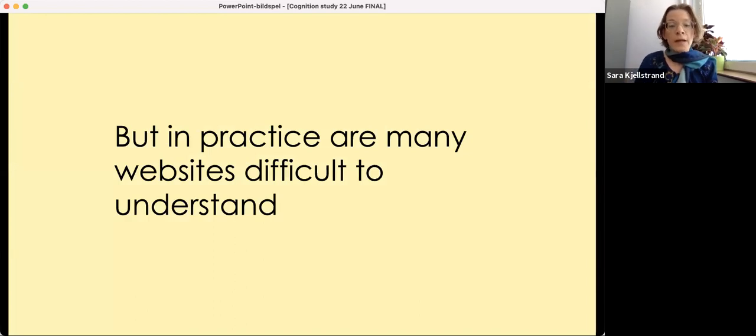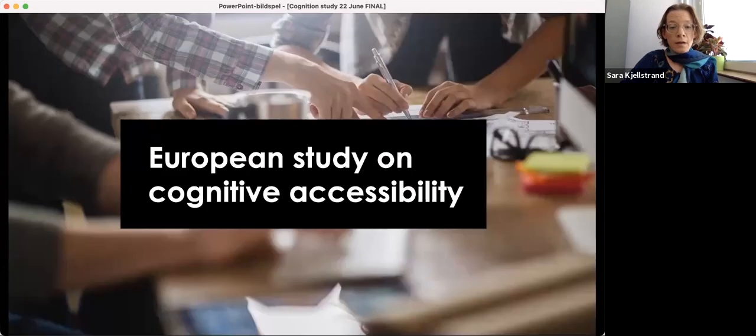The problem is, though, that in practice there are too many websites that are difficult to understand. We are not going so much into the causes of why this is the case, but rather here in the study we try to understand what the barriers are, what the consequences are, and how to make things better. The European Commission has asked us to do a study on cognitive accessibility, what it is about, what the consequences are.